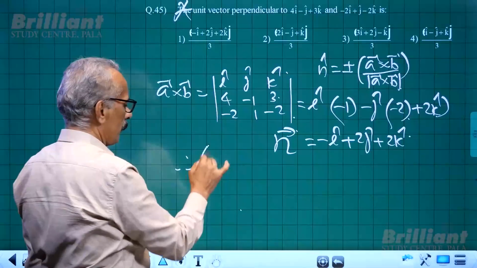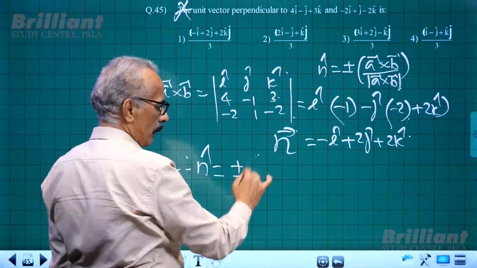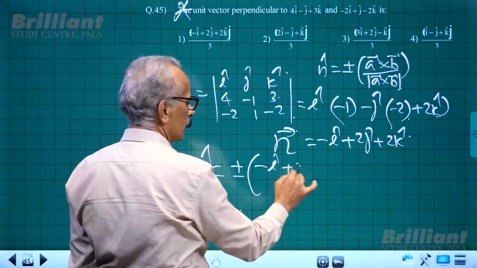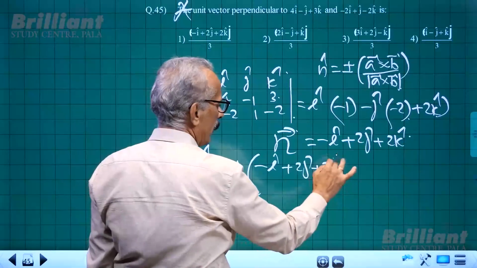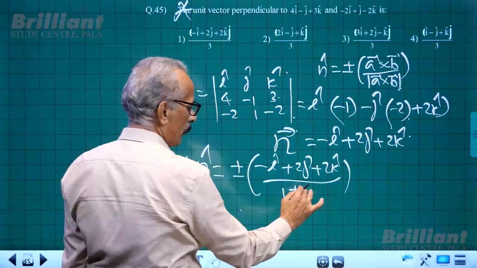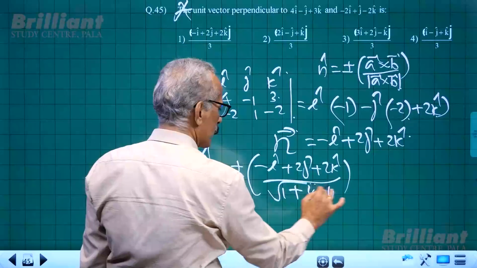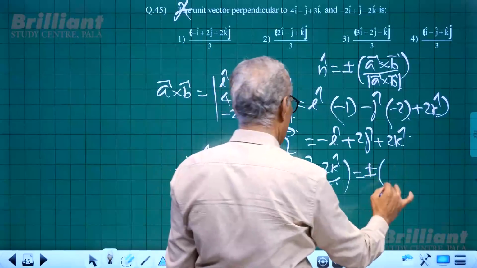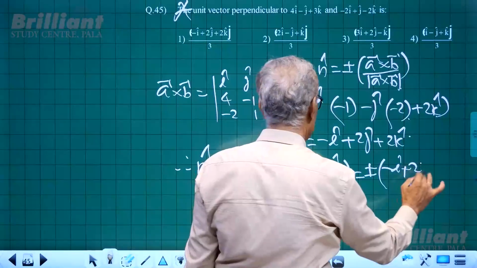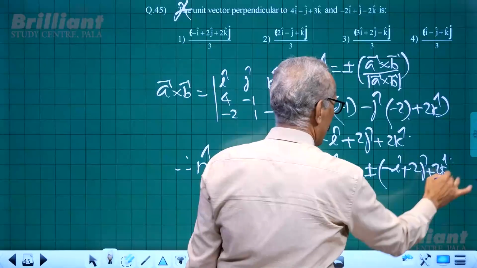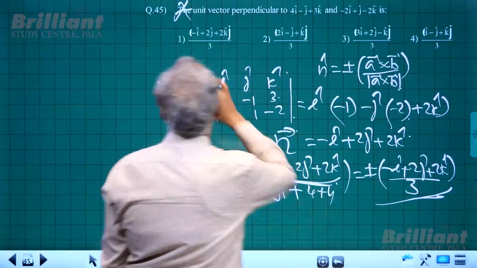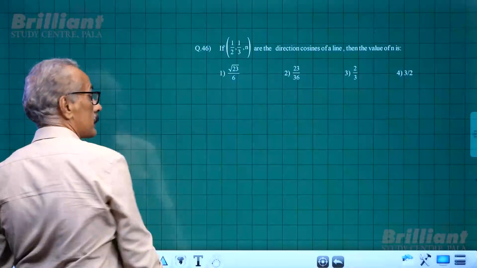Therefore, what is n cap? N cap is equal to plus or minus i plus 2j plus 2k divided by root over 1 plus 4 plus 4, that is equal to 3. That is plus or minus i plus 2j plus 2k divided by 3. So that's your answer. On to the next question.